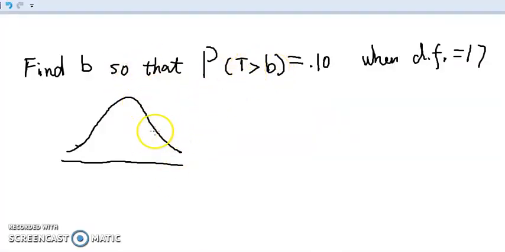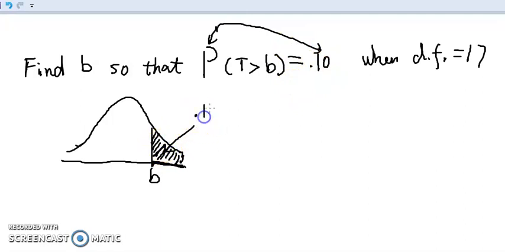And next we have t greater than b. Let's put this as our b value. T is greater than b, so t is going to be all these numbers on the right side of b. And the probability means the area under the curve is equal to 0.10. Let me mark it here. So this shaded area is going to be 0.10. We're solving for b.